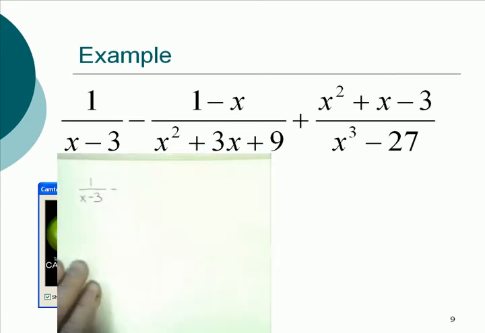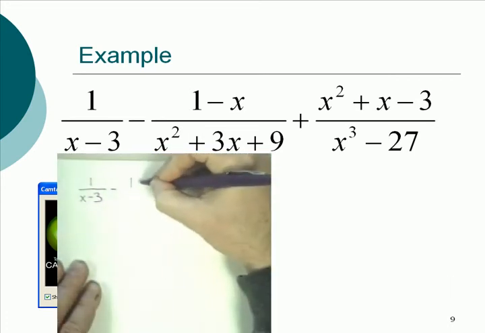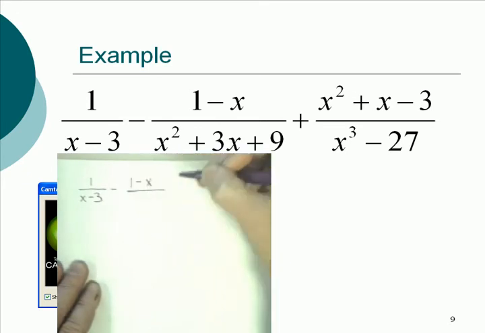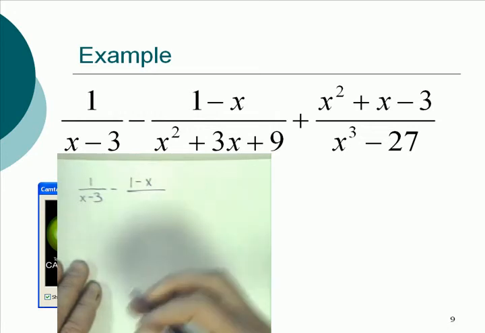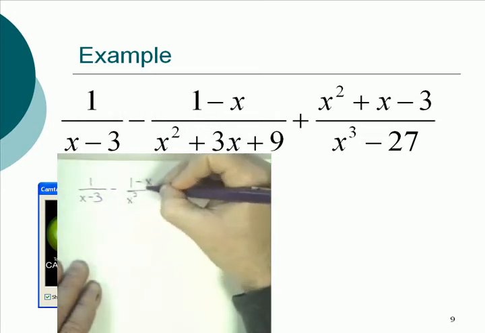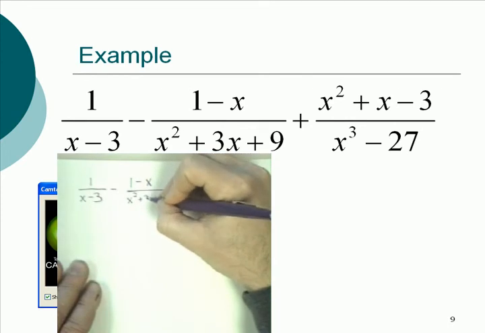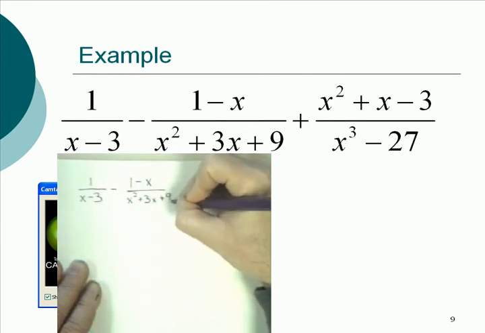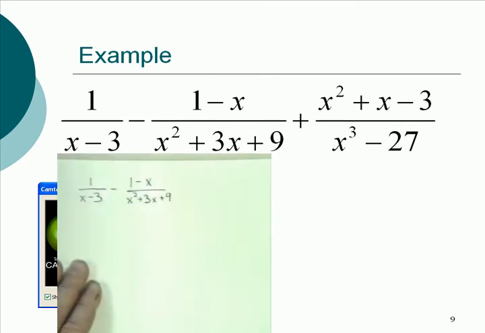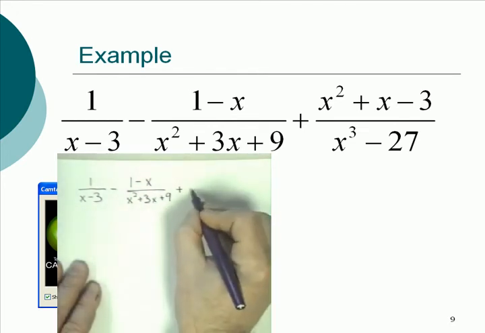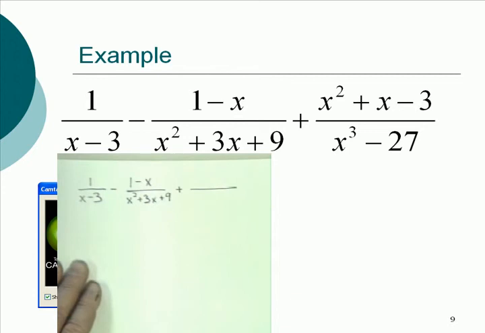The next term, we know that the numerator of 1 minus x will not factor. And the denominator, though it looks like it could factor, with a little bit of trial and error, you'll find that it will not. So we have x squared plus 3x plus 9. The last term here, the numerator, again, looks like it should factor, but you'll see that it won't if you try for a little bit. And we have to leave it as x squared plus x minus 3.